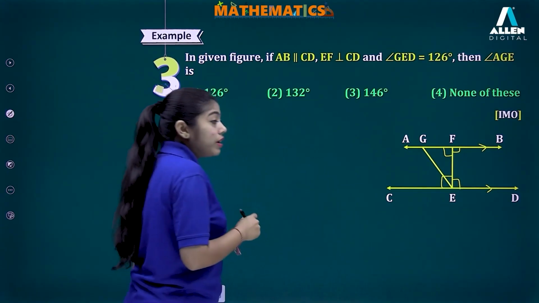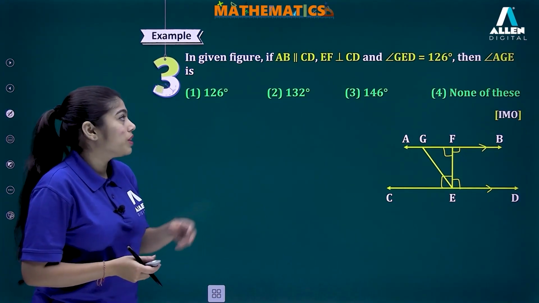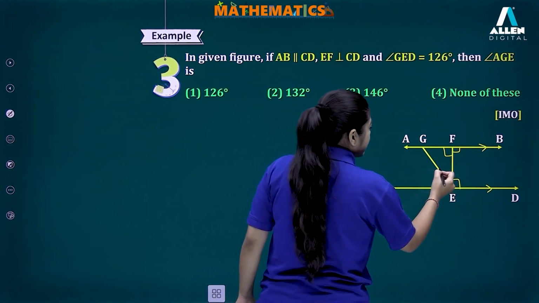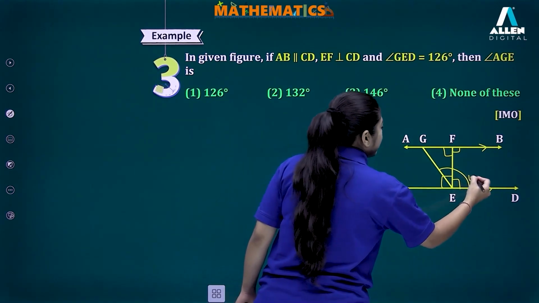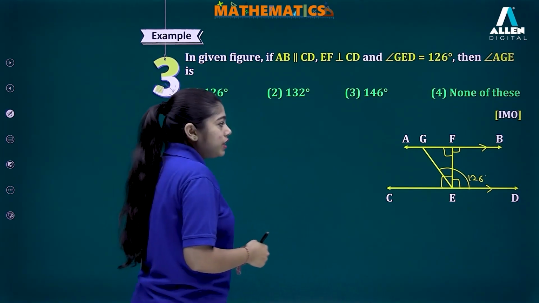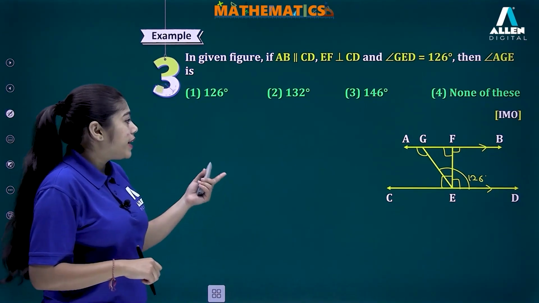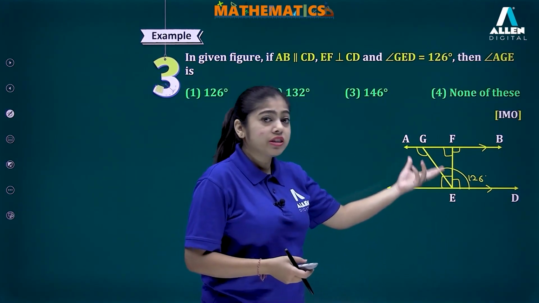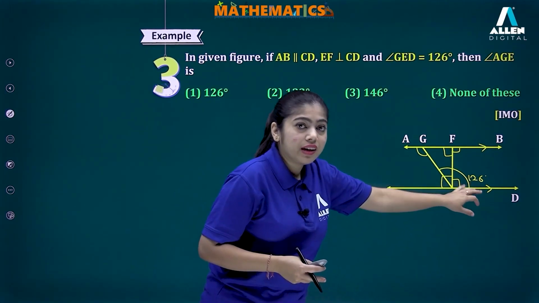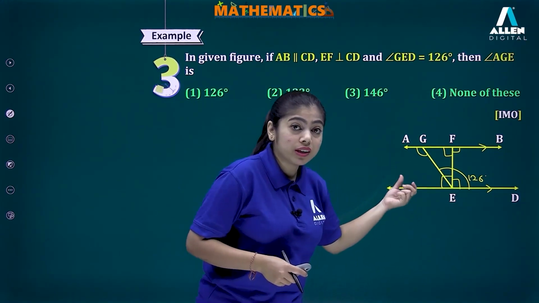Very important, class. Whenever you see perpendicular lines, it means which angle is formed? 90 degree angle is formed. And angle GED, over here is GED, this complete angle we are getting equals to 126 degree. Then angle AGE, over here, is going to be how much, right? So, very easy. We can easily observe the figure and try to find the relation between the given angle and the angle that we need to find out.